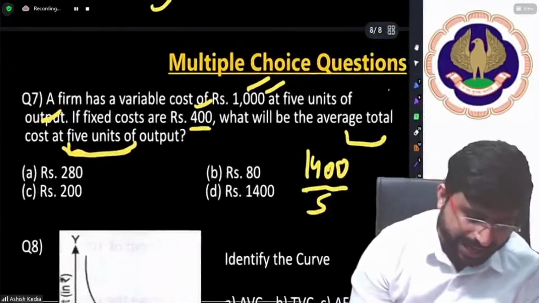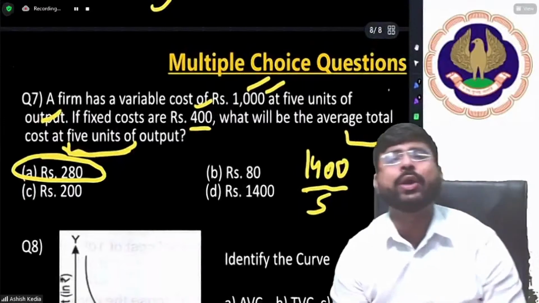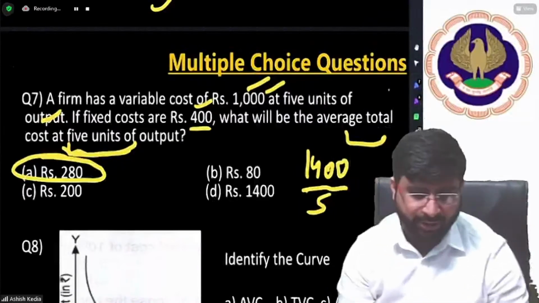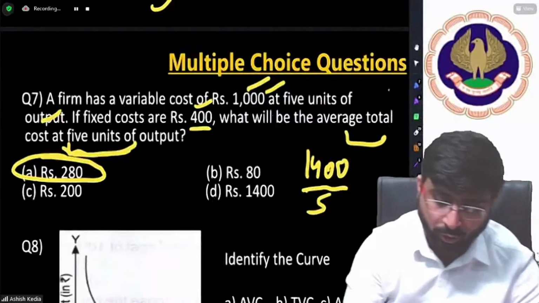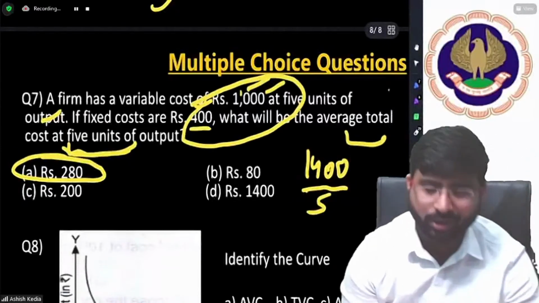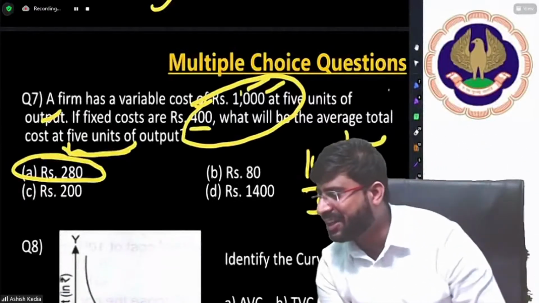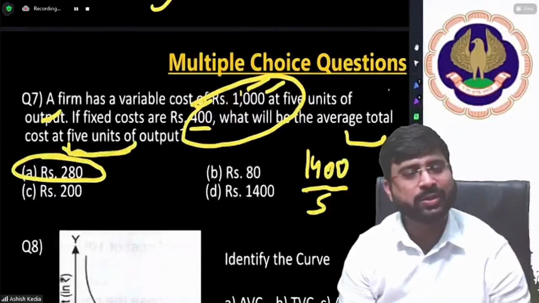So what will be the average total cost? It will be 280, because they've asked average total. So 1400 divided by 5 will be the correct answer, right? Absolutely.